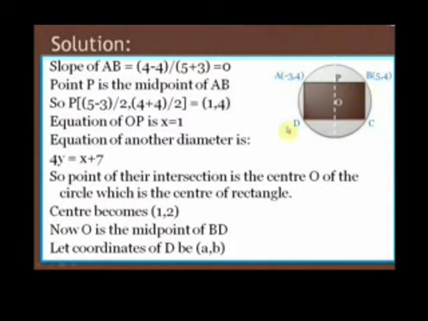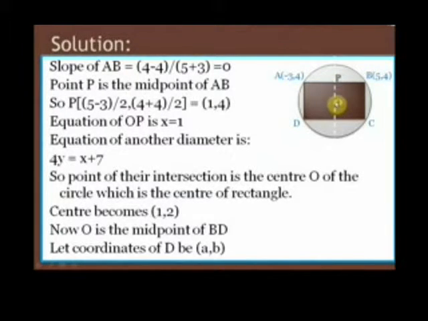Now this is the rectangle ABCD and this is the circle that is circumscribing this rectangle. The coordinates of point A are minus 3, 4 and the coordinates of B are 5, 4. Now we see that the slope of AB is equal to 4 minus 4 divided by 5 plus 3, and that is equal to 0. So the slope of this line is equal to 0.